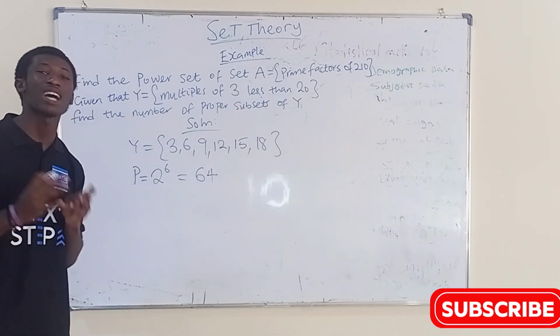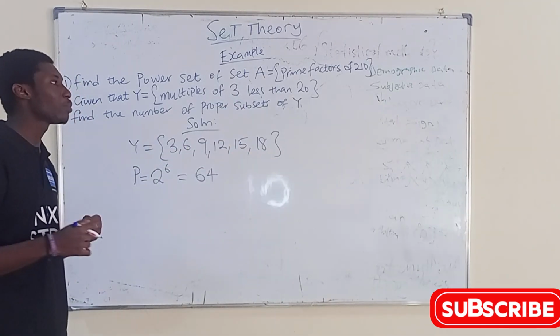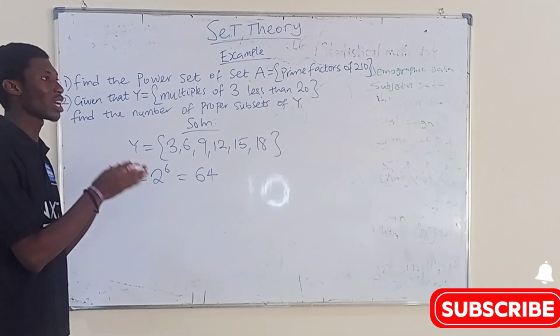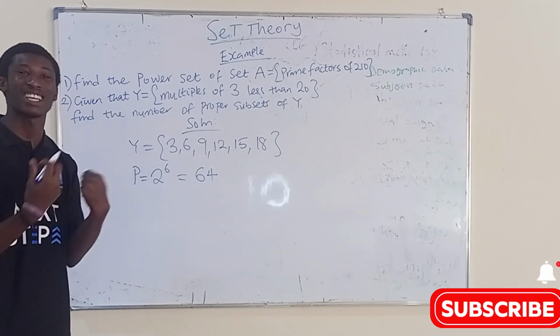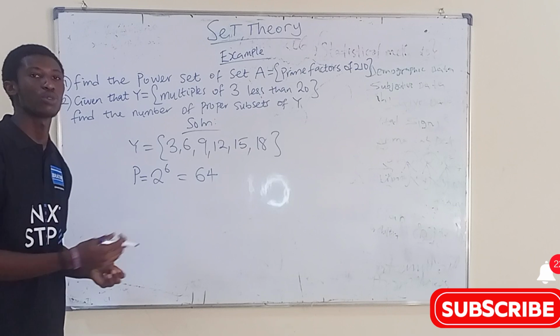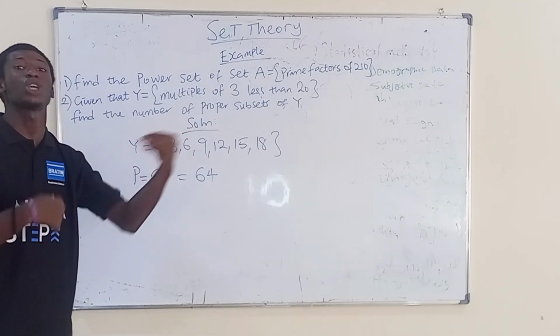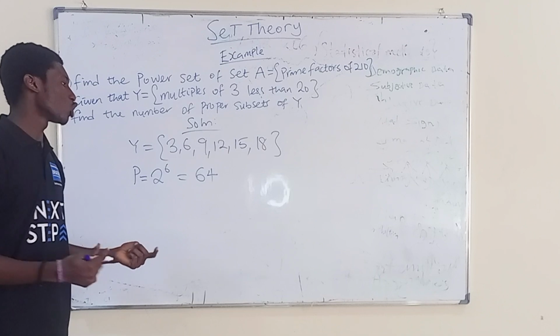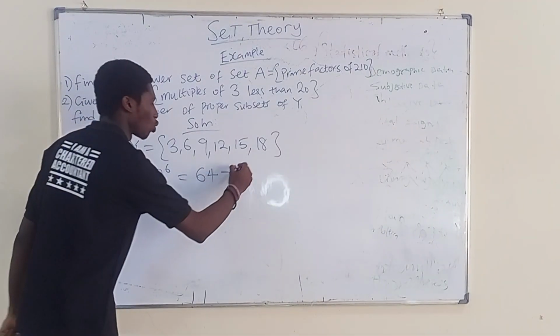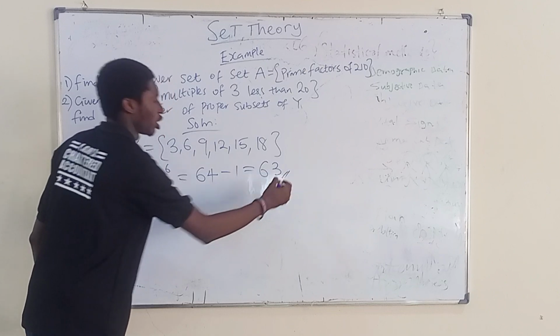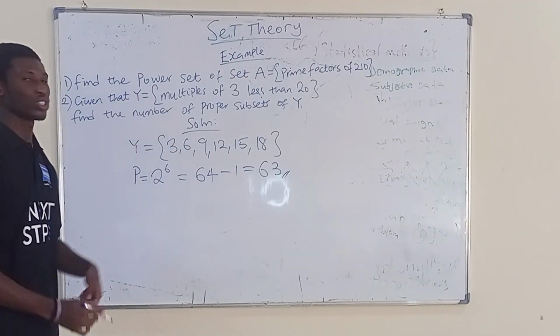But they say proper subsets. What they mean by proper subset is, recall that in the rules of finding subsets, you begin with an empty set and you end with the set itself. The set itself is not a proper subset of the set; rather it is an improper subset, as it is equal to the set given. So that means we subtract 1. Therefore, the final answer is 63. And this is the answer to the second question.